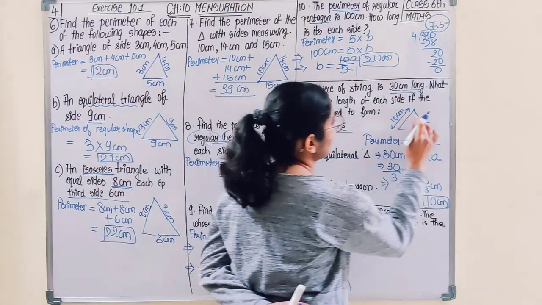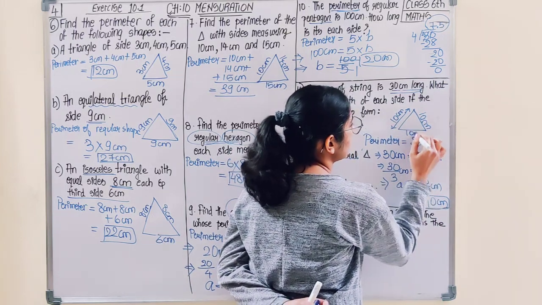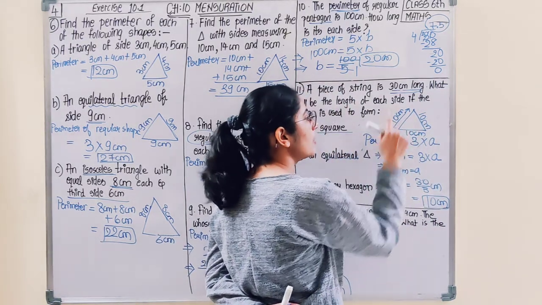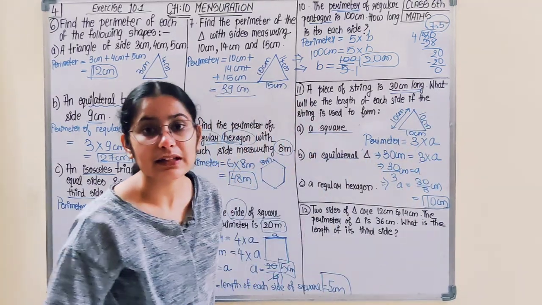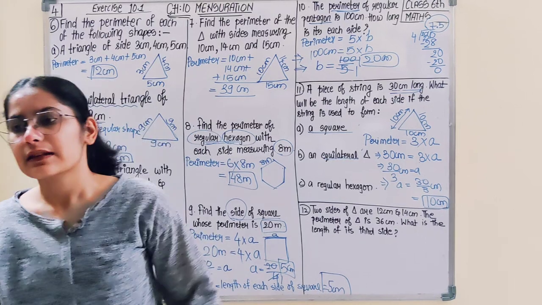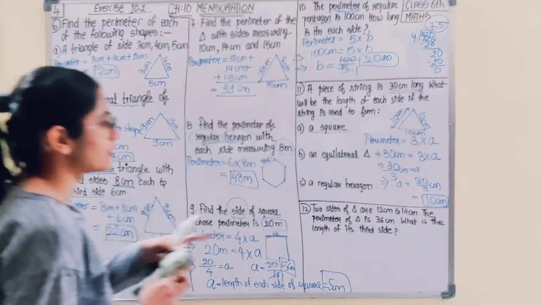ठीक है, तुम देखो अगर इसका ये साइड 10 सेंटीमीटर है, ये भी 10 सेंटीमीटर है, ये भी 10 सेंटीमीटर है, पेरिमीटर लो 10 प्लस 10 20 प्लस 10 30 आ गया 30 सेंटीमीटर. समझ आ रहा है? This is the way you have to proceed. Okay, moving down to next.